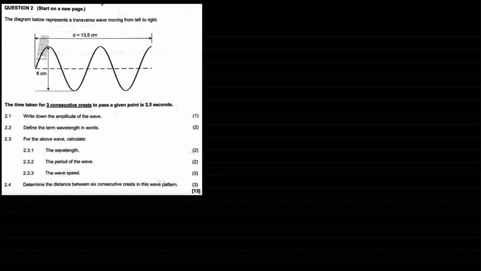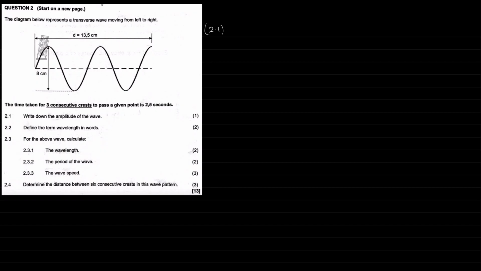Let's take a look at these wave questions. Question number 2. The graph below represents a transverse wave moving from left to right. The time taken for 3 consecutive crests to pass a given point is 2.5 seconds. Write down the amplitude of the wave.